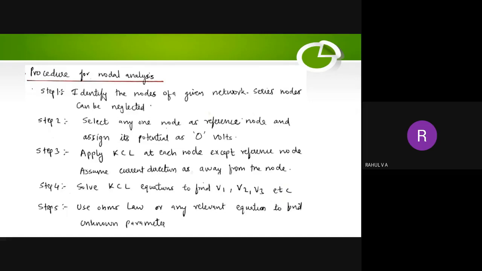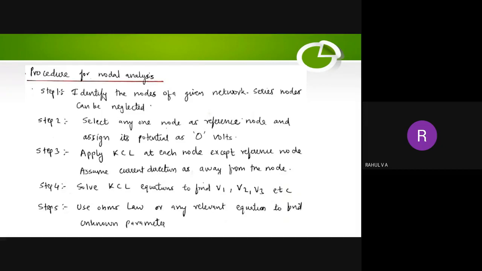As in the case of mesh analysis, first we identify the given nodes. In mesh analysis, we were identifying the number of meshes in the circuit. In this, we are identifying the number of nodes in the circuit. After identifying the number of nodes, we can neglect all the series nodes, the nodes where only two branches are connected. From the remaining nodes, you can assign one node as potential 0 volt, that is the reference node.